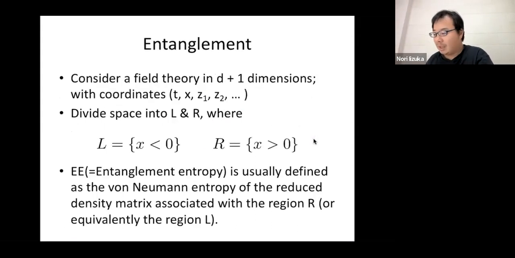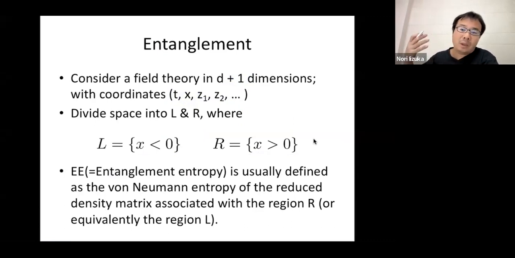Let me start with the entanglement entropy. I just start with very basic stuff which you probably all know, but I do it just to give the motivation for our prescription. Let's consider a field theory in D+1 dimensions, where one is time and we have D spatial dimensions. But I pick one coordinate as special because I want to split the space into a left region, which is x negative, and a right region, which is x positive. The reason I do this is because I want to consider the entanglement entropy between left and right.